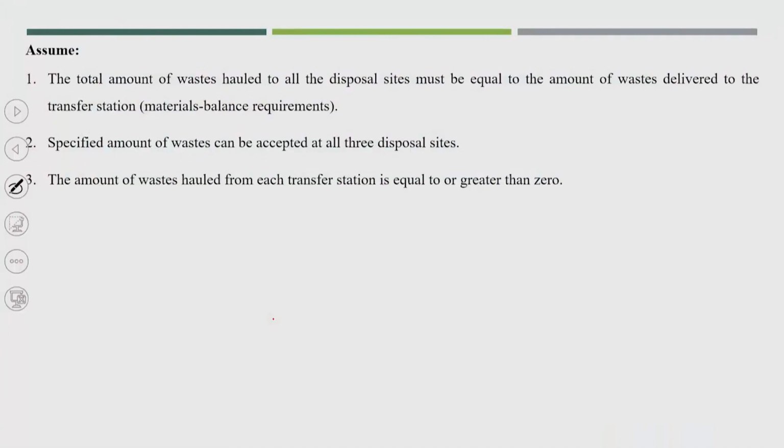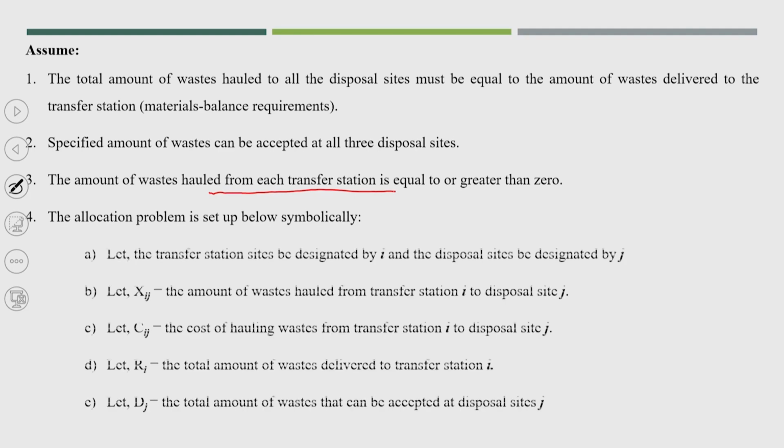And the third point, the amount of waste hauled from each transfer station is equal to or greater than 0. This is also an important assumption, so there will not be any negative value. A negative value would mean waste coming from the disposal site to the transfer station, which should not be possible. Next, the allocation problem is set up below symbolically.